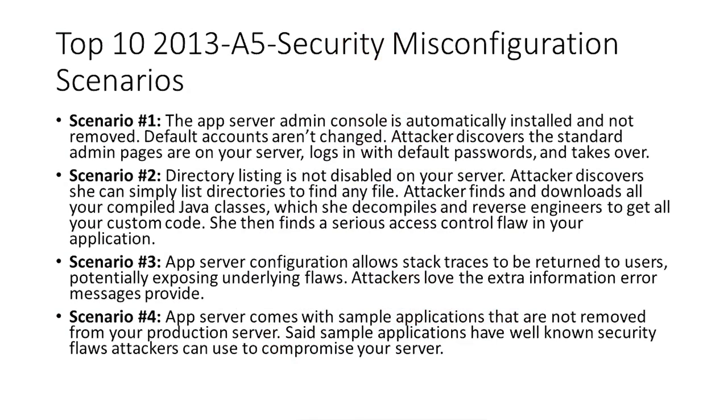Okay, let's talk about the OWASP top 10 list real quick. We're going to learn about this in another video, but the A5 item is security misconfiguration. They give a few examples, and any of the top 10 give examples of what this actually means. So scenario number 1: the app server admin console is automatically installed and not removed, like WordPress or Joomla. So default accounts aren't changed, like admin or a user.